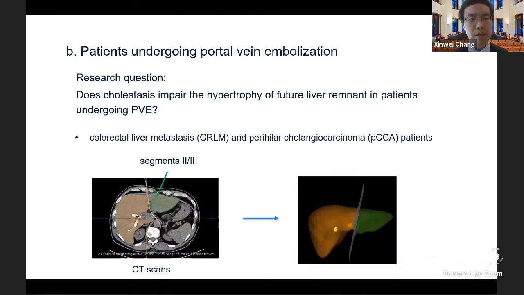We also included patients undergoing PVE to assess the influence of cholestasis on hypertrophy of the future liver remnant. We included the patients with colorectal liver metastasis or perihilar carcinoma. The liver segments 2 and 3 were taken as the future liver remnant. We selected the segments 2 and 3 on each CT scan, and then calculated the future liver remnant volume in the liver analysis system.